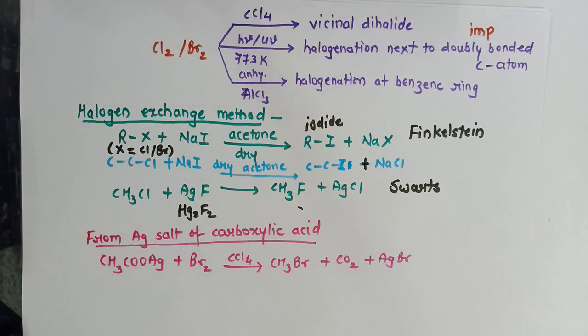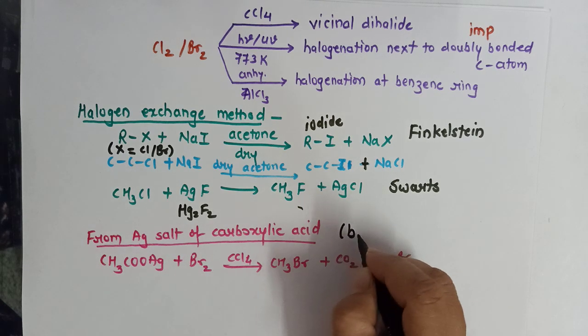Till now I have told you at least 5 to 7 name reactions. Now when you are studying, sit with a pen and copy, and start writing all name reactions at one place, so that by year end you will have all the name reactions together, and it will help you in revision. So this is the last method, from silver salt of carboxylic acid.